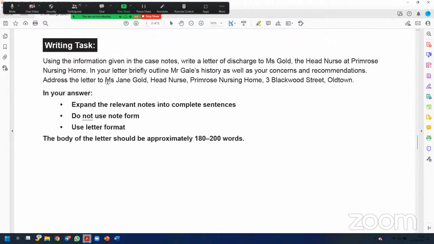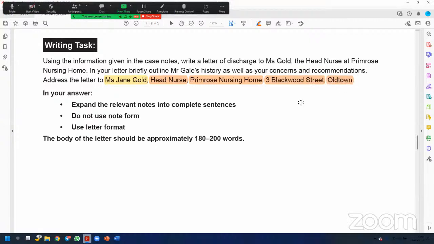Write the letter to Miss Jane Gold. So here is Miss Gold. This is not necessary, you can avoid it. Miss Jane Gold is better. Head nurse. Take from here. Then Primrose Nursing Home, 3 Blackwood Street, Old Town.